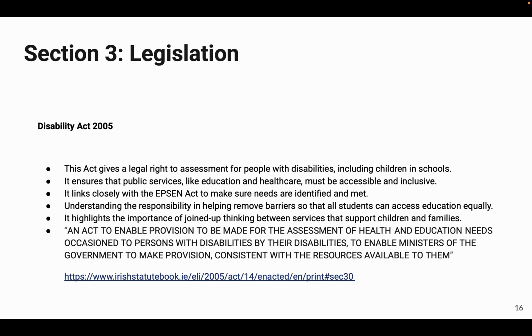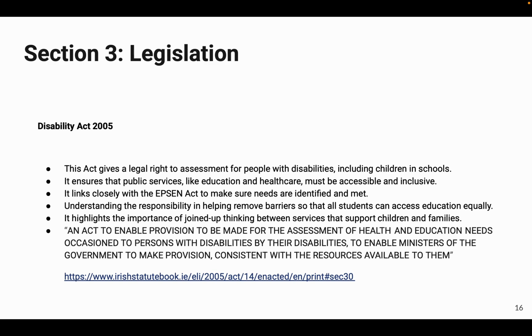The Disability Act 2005. This act gives a legal right to assessment for people with disabilities, including children in schools. It ensures that public services like education and healthcare must be accessible and inclusive. It links closely with the EPSEN Act to make sure needs are identified and met.